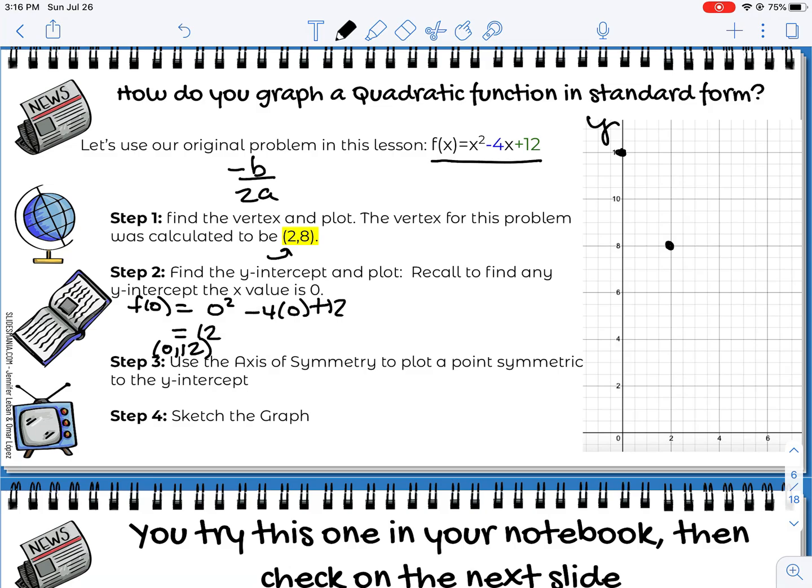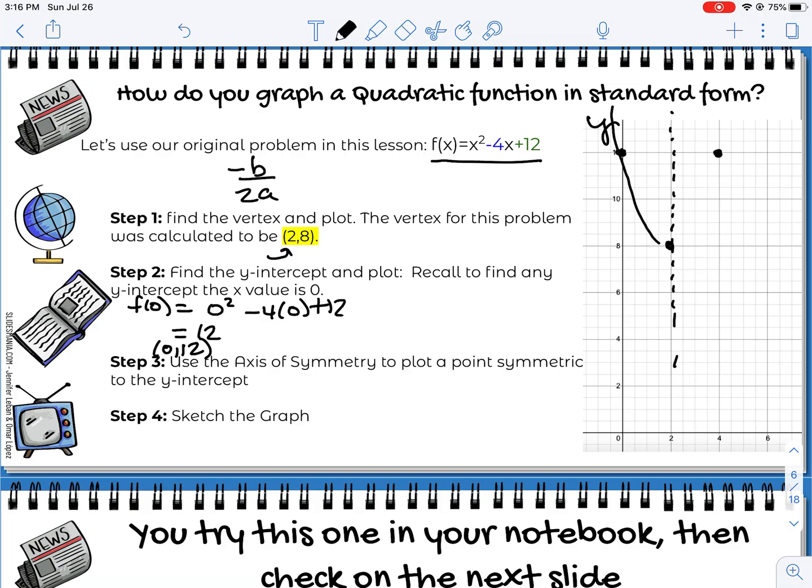Okay? Then we're going to use that axis of symmetry. Remember, the axis of symmetry is going to go right through the center of the vertex. It's nice because this y-intercept is 2 units from the axis of symmetry, so I can get a match for it by reflecting it over that line and putting it over at (4, 12). If I can get one y-intercept, I can use that axis of symmetry pretty quickly just to plot one on the other side. And then I've got 3 points, and I can draw my parabola.